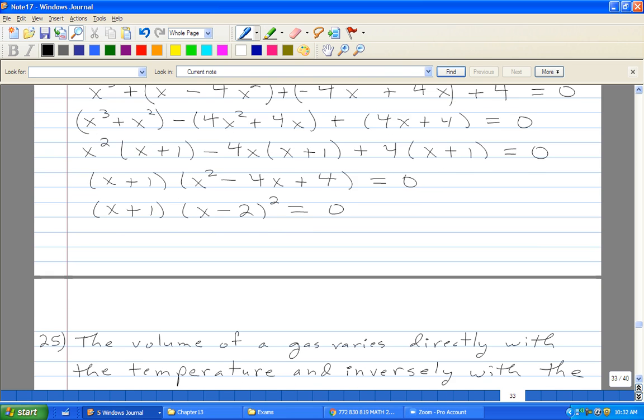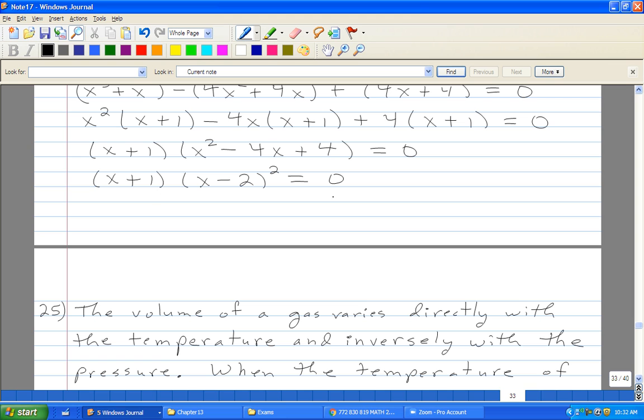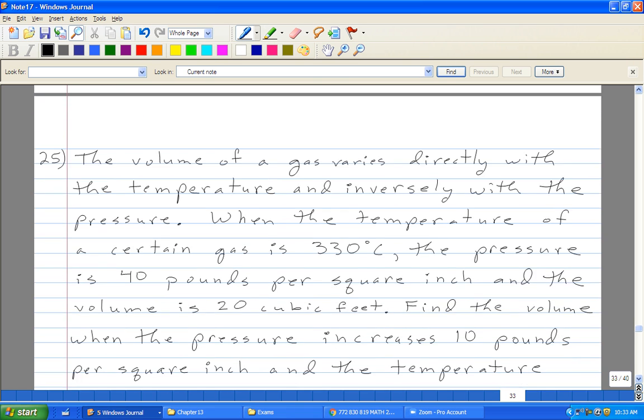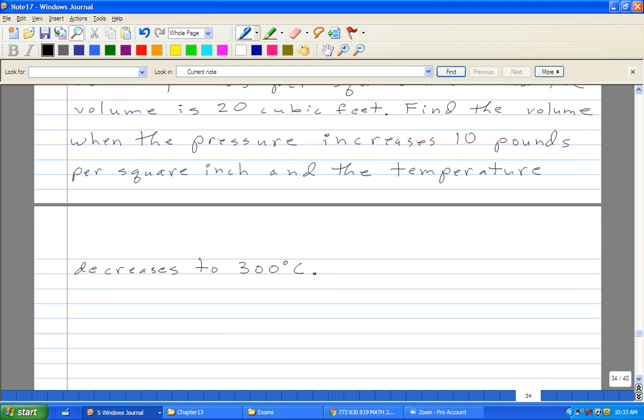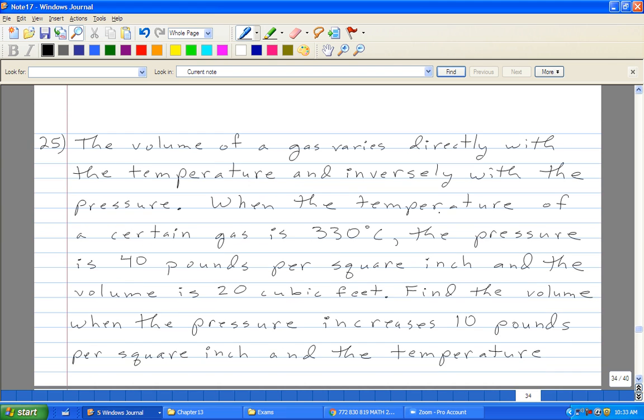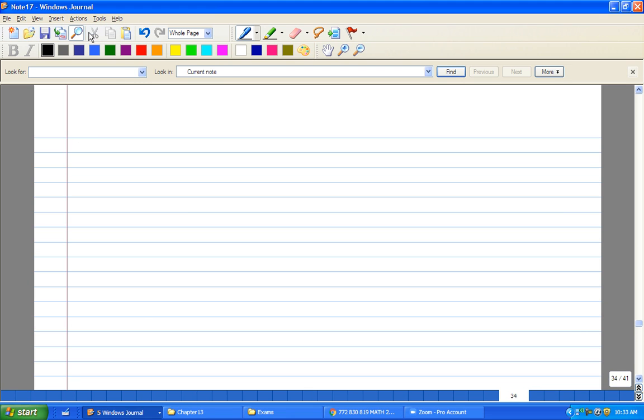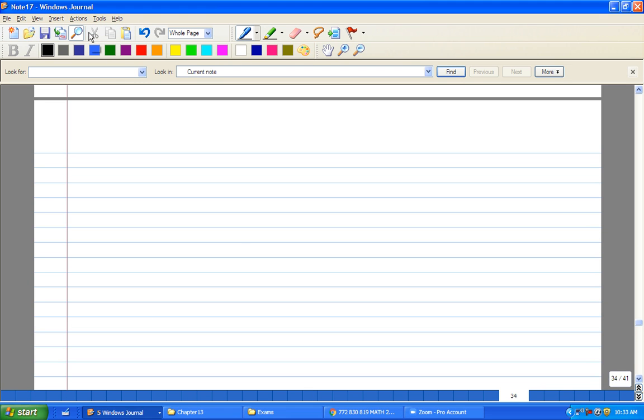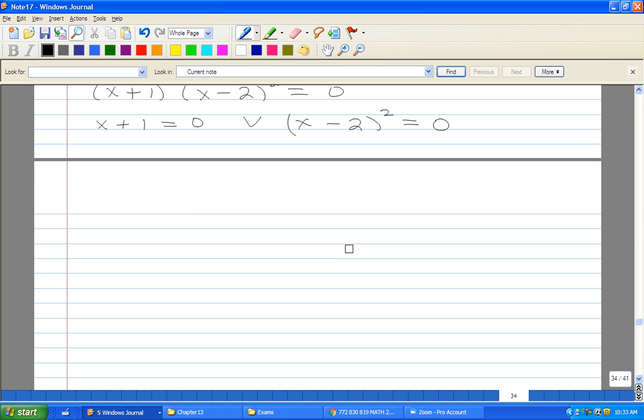Let's factor. And so let's use the zero factor property. And so set each factor to 0. x plus 1 is 0. Or x minus 2 quantity squared is 0. And let's solve. Okay, so I'll just have to do this. So let's subtract 1 from both sides. So x is equal to negative 1.